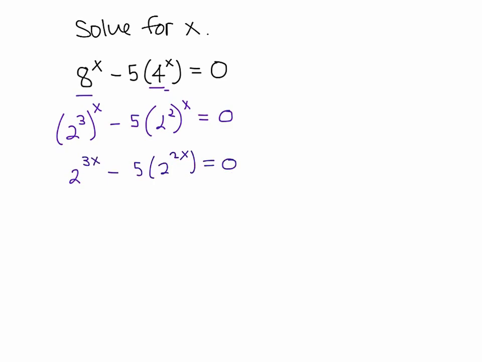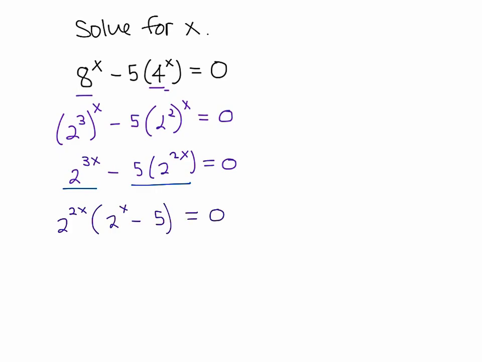Then we look at what is there in common in between these two terms. Well, we can pull out the 2 to the 2x. 2 to the 2x, then we're left with 2 to the x minus 5 is equal to 0.